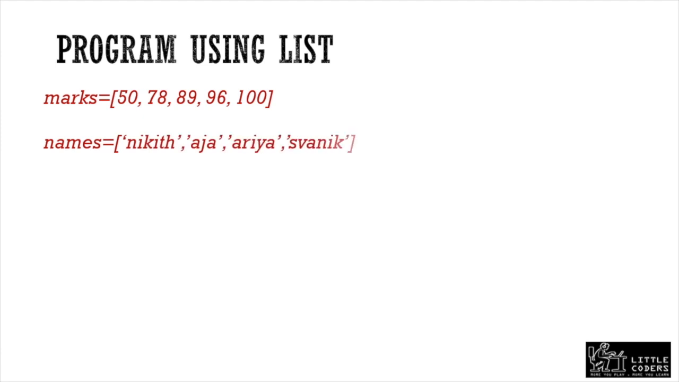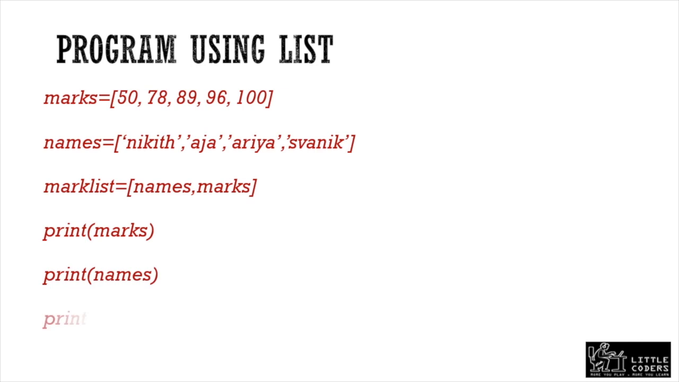Now, here you see an example. Marks are given as 50, 78, 89, 96, 100. These are the 5 different marks defined, and the name of the list is marks itself. Another list is names. It is a sequence of string characters, and its string values are stored as names: Nikit, Aja, Arya, Swanik.